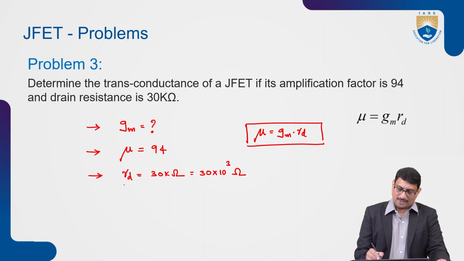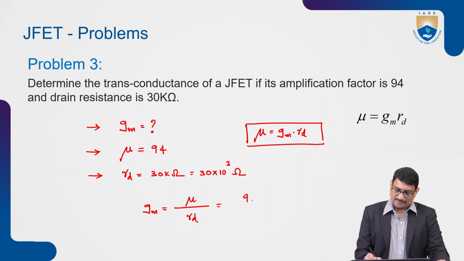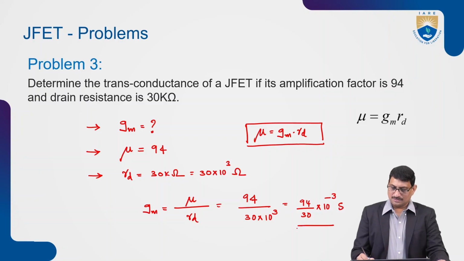So given mu and RD, we are asked to calculate the GM. Therefore the GM is equal to mu divided by RD. Mu is given as 94, divided by RD, which is 30 into 10 power 3, or 94 divided by 30 into 10 power minus 3 Siemens. So using this, we can calculate the transconductance.